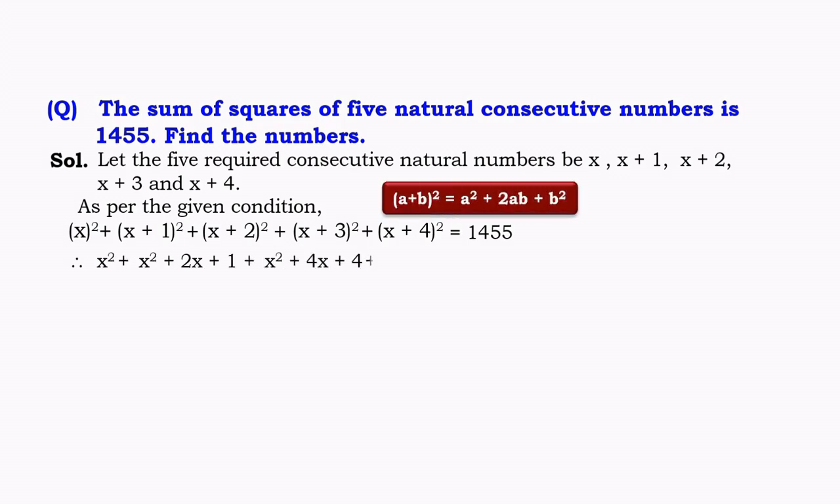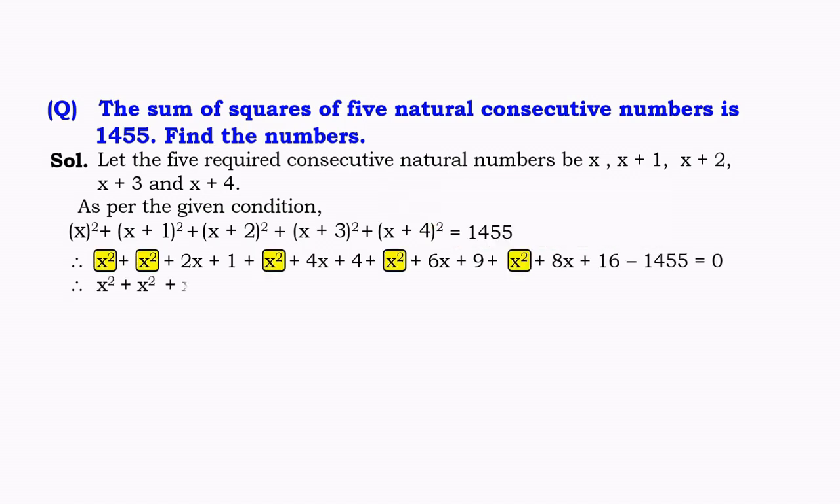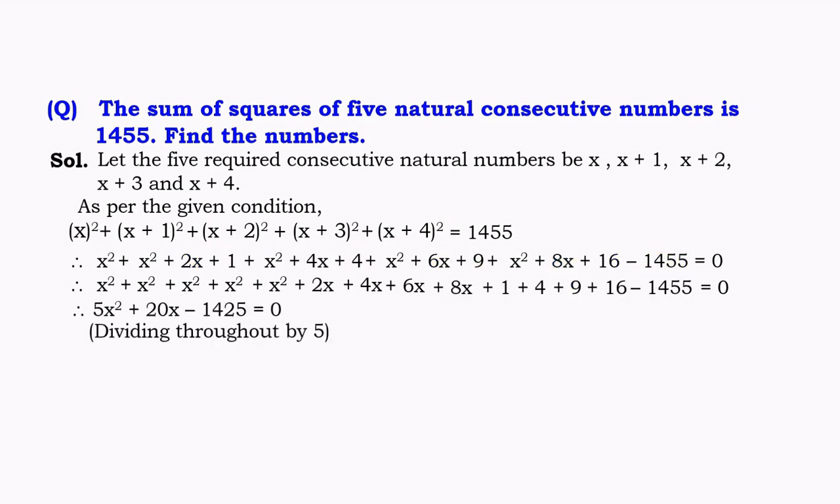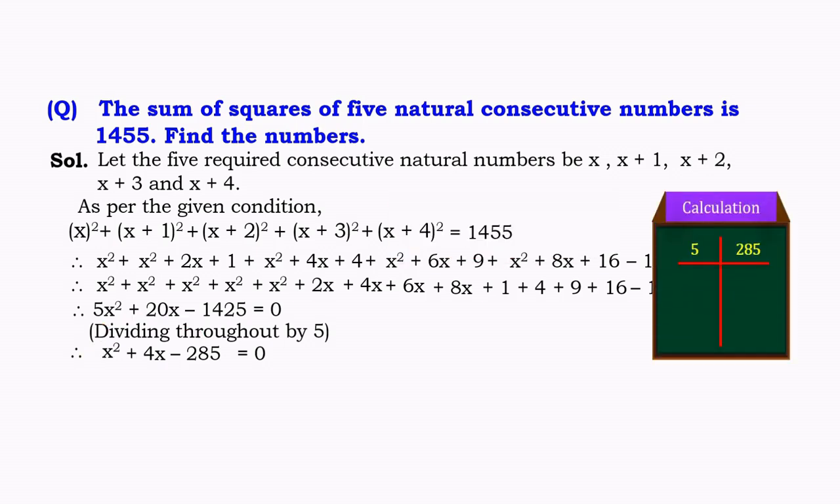After opening the brackets and combining like terms, we get 5x squared plus 20x minus 1425 equals 0. Since every term is divisible by 5, we divide the entire equation by 5. This gives us x squared plus 4x minus 285 equals 0. Now we need to factorize this quadratic equation.